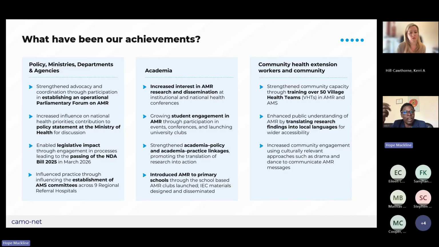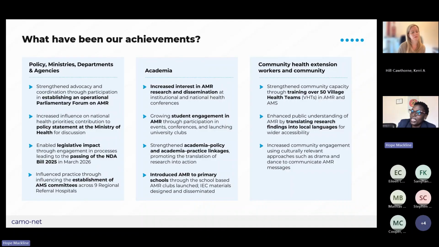We've also introduced AMR, as I said, to primary schools, which I thought was very important to have young people grow up when they know that we have a problem of AMR. At community level, we've had health extension workers who we call village health teams, trained with an aim and thinking that since they reach the last household or the individuals, this knowledge will be translated and transmitted to individuals who need it. And we've also enhanced public understanding of AMR by translating some research findings into local languages for a wider acceptability and visibility.